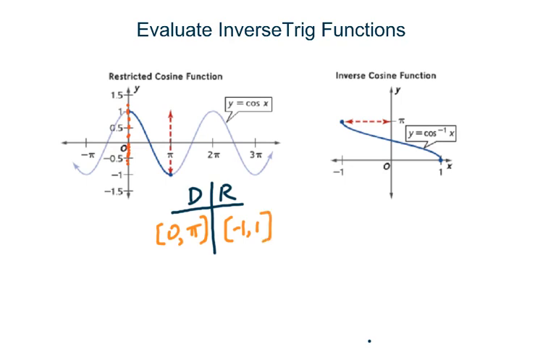So for the inverse cosine function, the domain will be -1 to 1, and the range will be from 0 to pi.